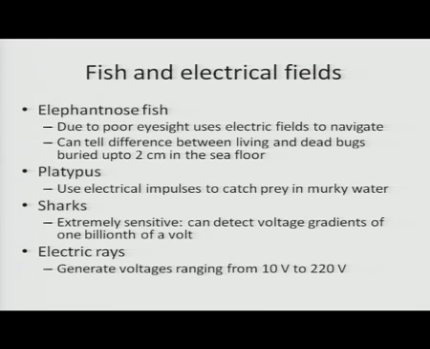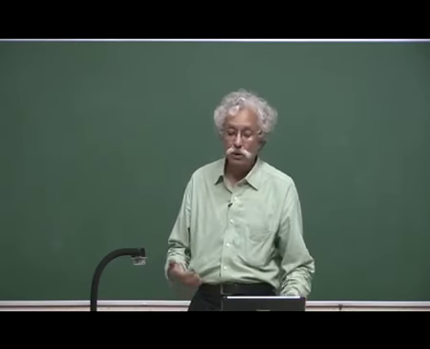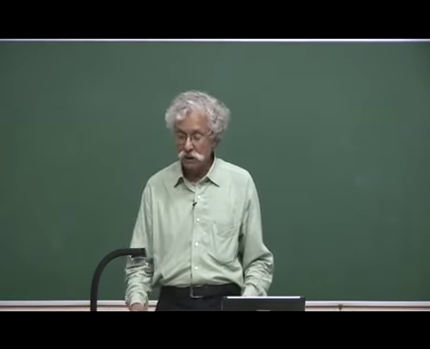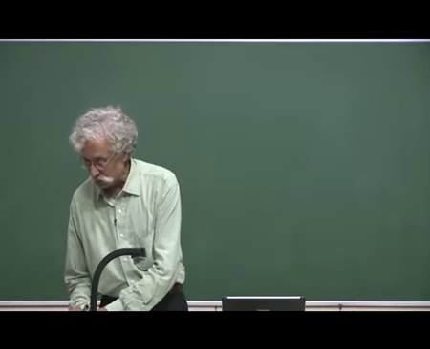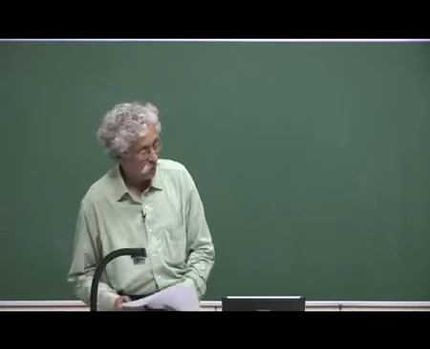There are other animals like the elephant nose fish, which actually uses electric fields to navigate in murky waters. Sharks are extremely sensitive to electric fields, so that they can detect voltage gradients of 1 billionth of a volt, and of course electric rays also generate voltages ranging from a few volts to 220 volts. So, these are effects that we find in biological systems which are able to use electrostatics for their applications. We as humans do not seem to possess real sensitivities towards these electric fields and magnetic fields.